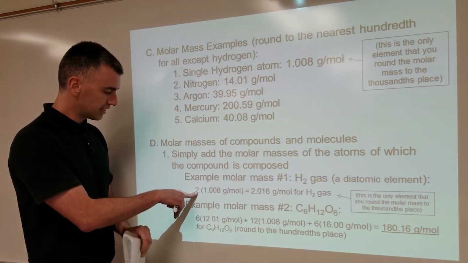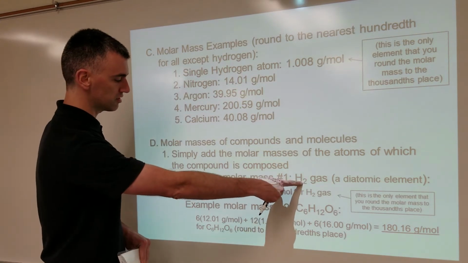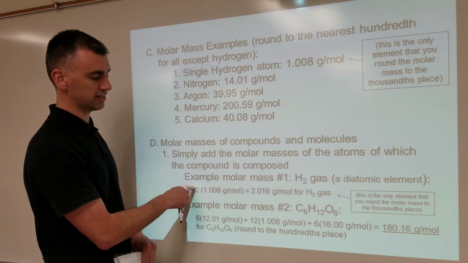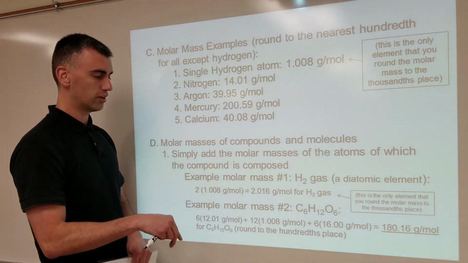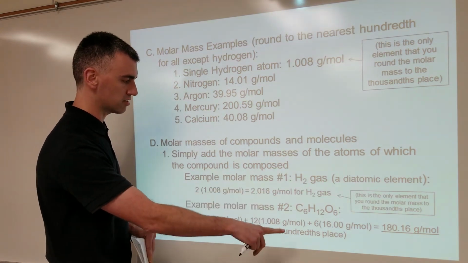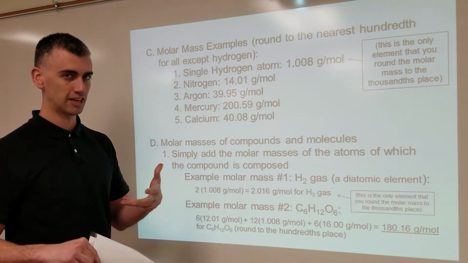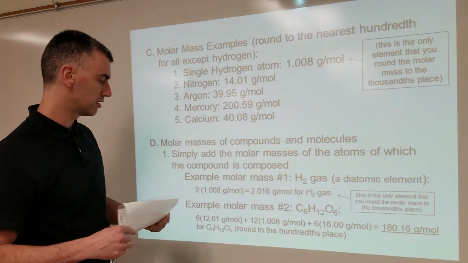Someone asked, wait, isn't this 1 sig fig? And the answer is, well, it's exactly 2 hydrogens, so don't worry about sig figs for this. It's like exactly 2. In other words, when it comes to molar masses, just stay with the rounding to the thousandths place or the hundredths place. If it contains anything other than hydrogen, you're going to round to the hundredths place.